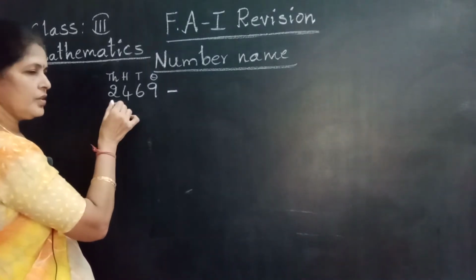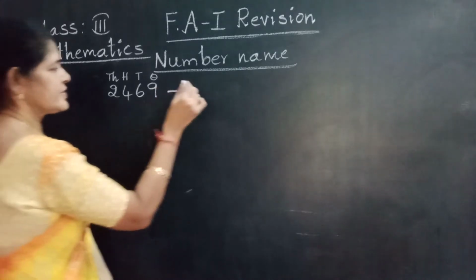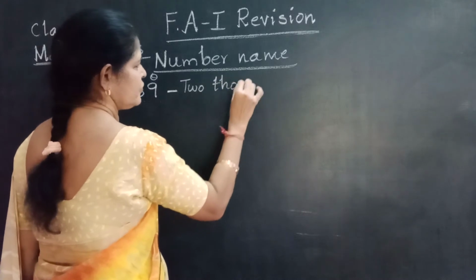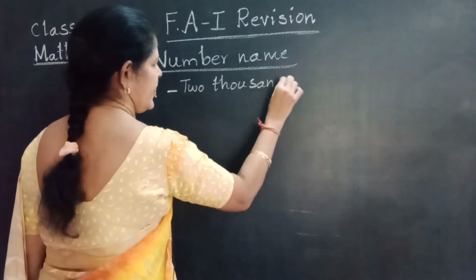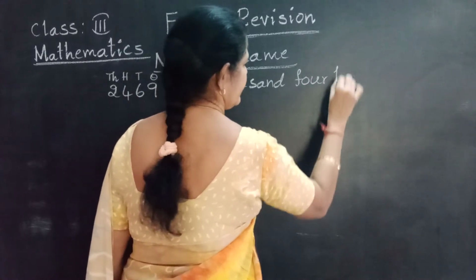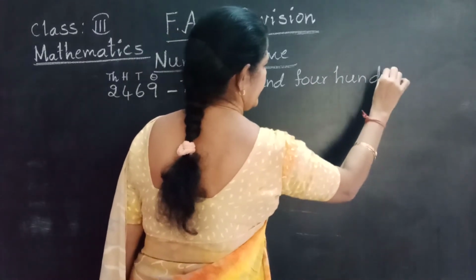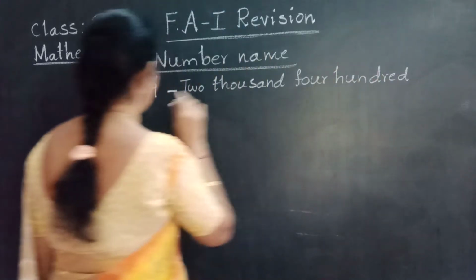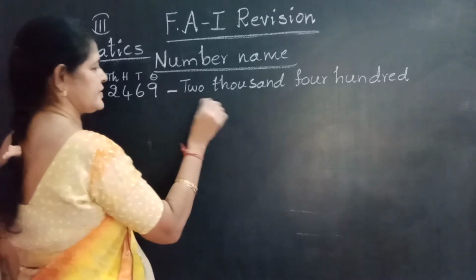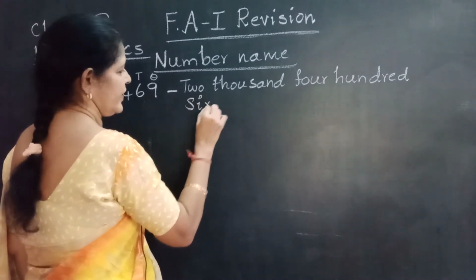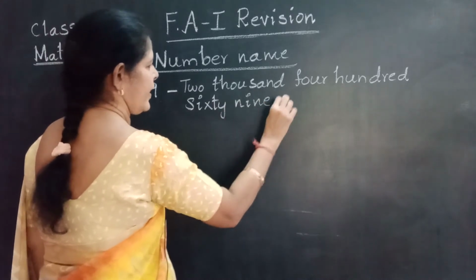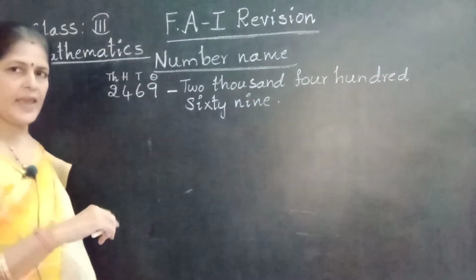2469. Two thousand, four hundred. Then 69: write together these two, the tens number and ones number. 69 is sixty-nine. This is the number name: two thousand four hundred sixty-nine.